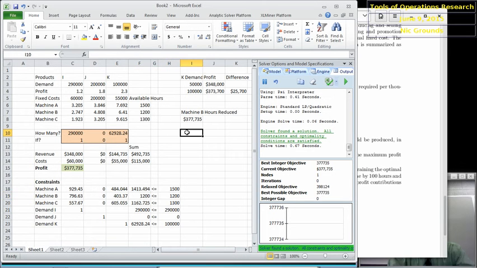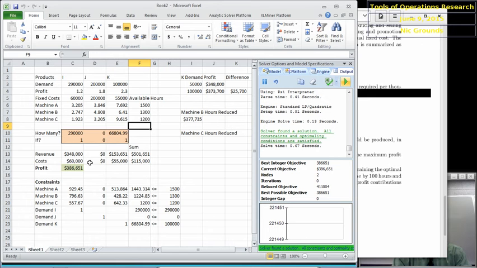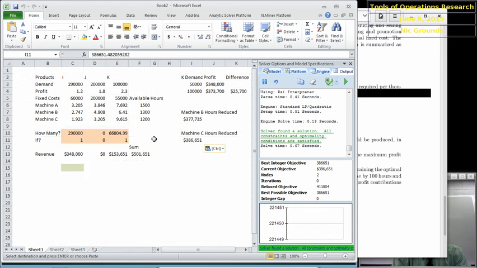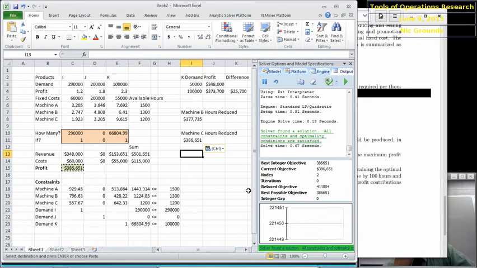So let's imagine, what if we reduced machine C's hours? I'll put 100 back into machine B's hours available and take 100 away from C. Rerun. And it looks like we can get a better profit by taking hours away from C than we can taking hours away from machine B. And of course now machine C has become the binding constraint instead of A or B.